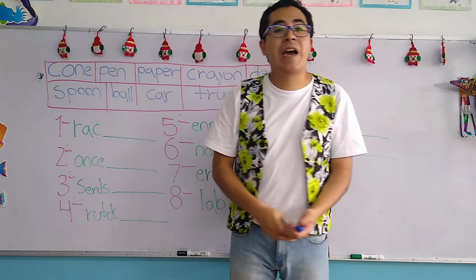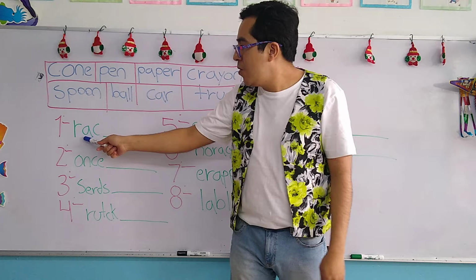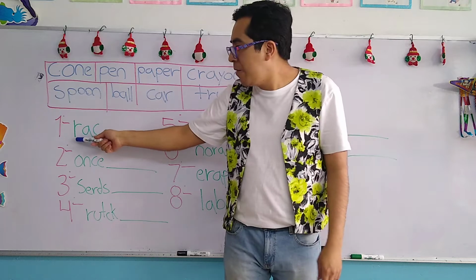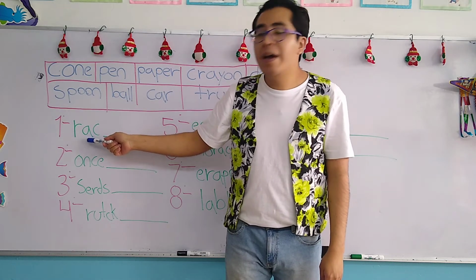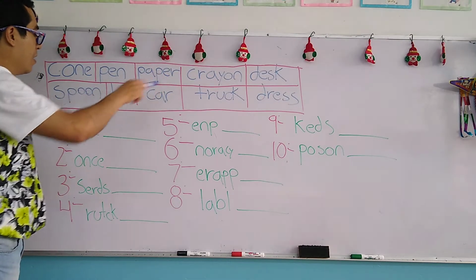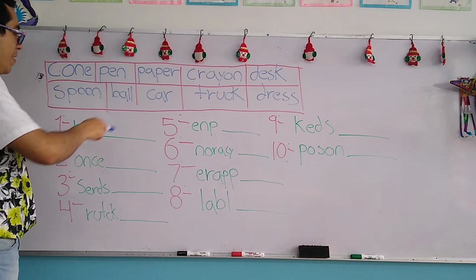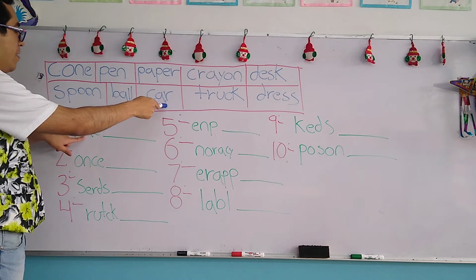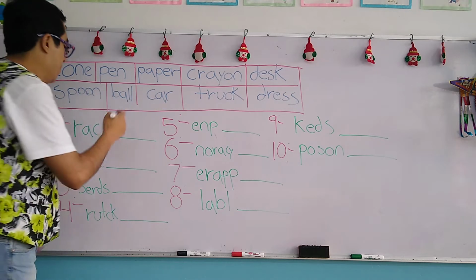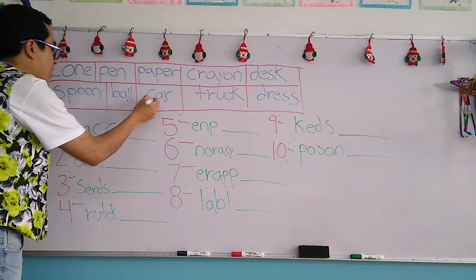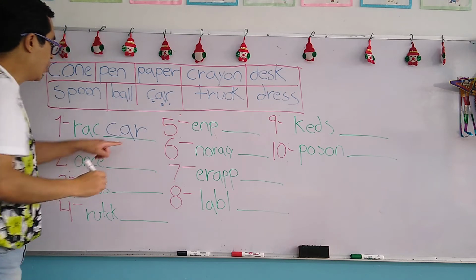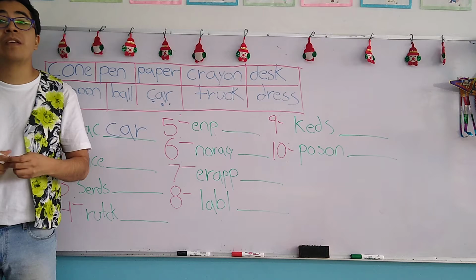The number one, we have three letters. 1, 2, and 3. Now let's see what letters appear on it. We have letter R, letter A, and letter C. So let's check on the rectangle for these letters. We have a letter R here, a letter A, and a letter C. So this is the correct one, okay? The correct order is letter C, letter A, and letter R. So the word in order, la palabra en orden, is car.